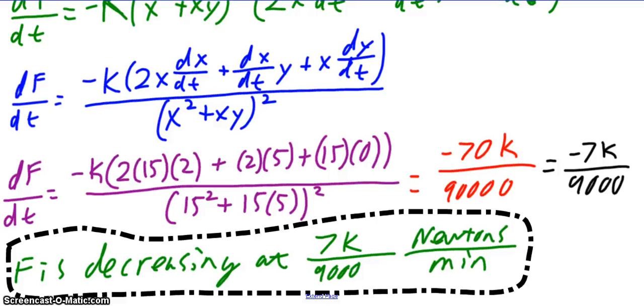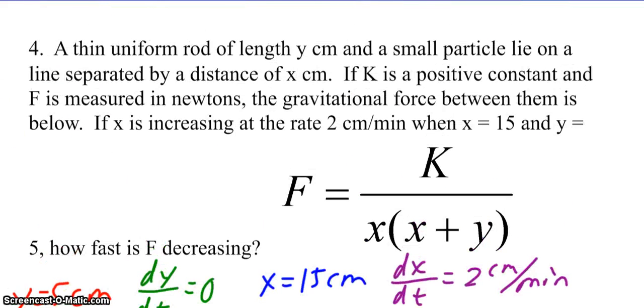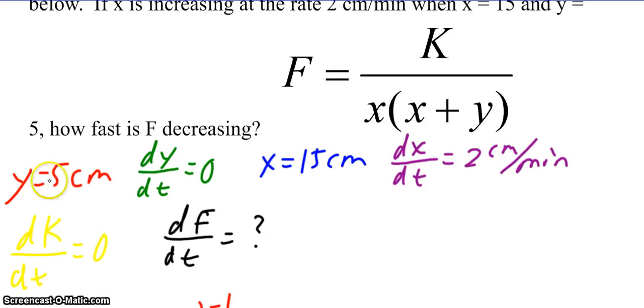Alright, so here we should get F is decreasing at a rate of 7k over 9,000 newtons per minute. How do we come up with that? Okay, so we've got all of our information here. Now we know y is 5 centimeters, dy dt is 0 because we're going to assume that the rod is not changing in length. X is 15, dx dt is 2 centimeters per minute, dk dt is also 0 because that's a constant, and df dt is what we're trying to find.